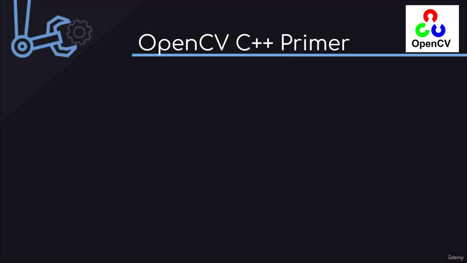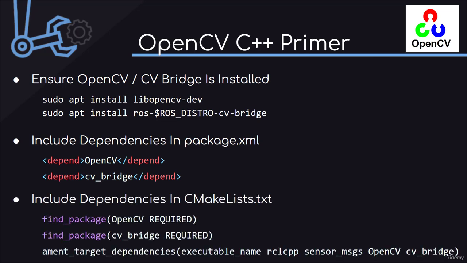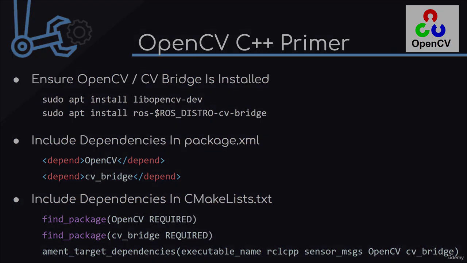In order to complete this task, I will use the OpenCV library, which is a commonly used computer vision library. I will also be using a ROS package called CVBridge, which helps us convert ROS image messages into formats OpenCV can easily use. To use OpenCV and CVBridge for this project, we need to make sure it's installed. Once installed, you will need to include them in your package.xml and CMakeLists.txt file to properly include them as dependencies of our ROS package, as well as the individual executables which need them to be compiled.